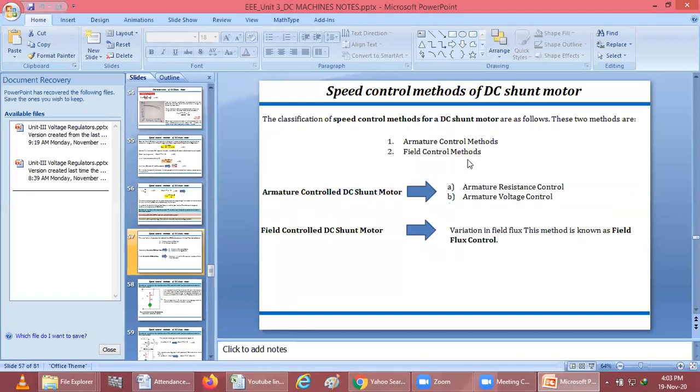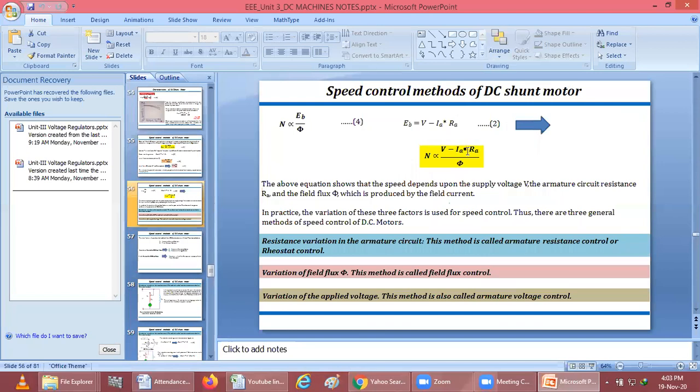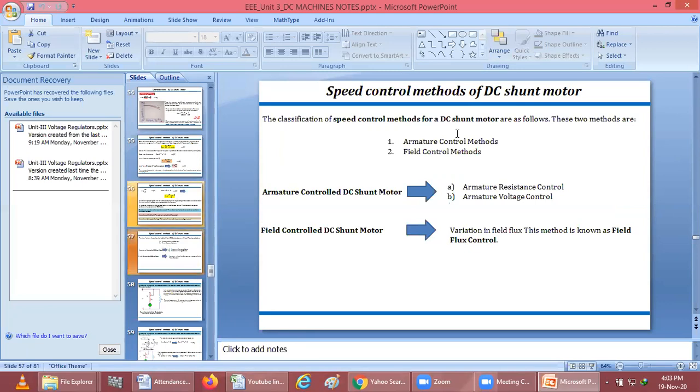When we are supposed to study the speed control methods, we have seen that the speed depends on the voltage, armature current, and the armature resistance. So the classification of speed control methods is as follows: armature control method or field control method. Because when we are supposed to control the speed, there will be a need to control the field, and also a need to control the armature, because both are in the rotor of the DC shunt motor.